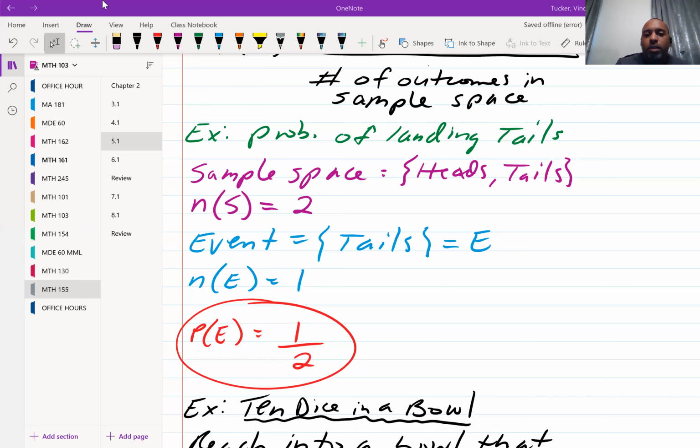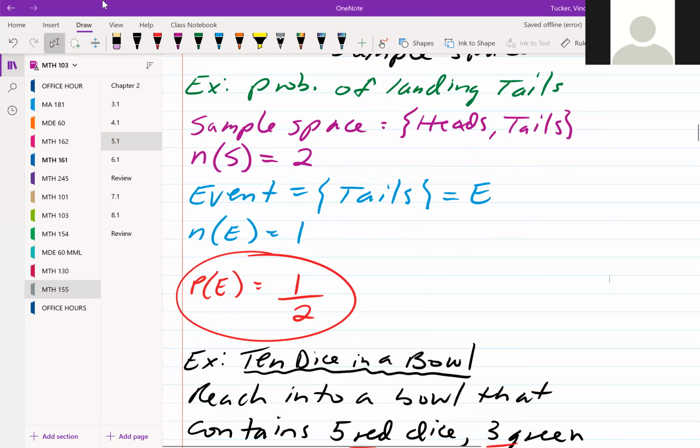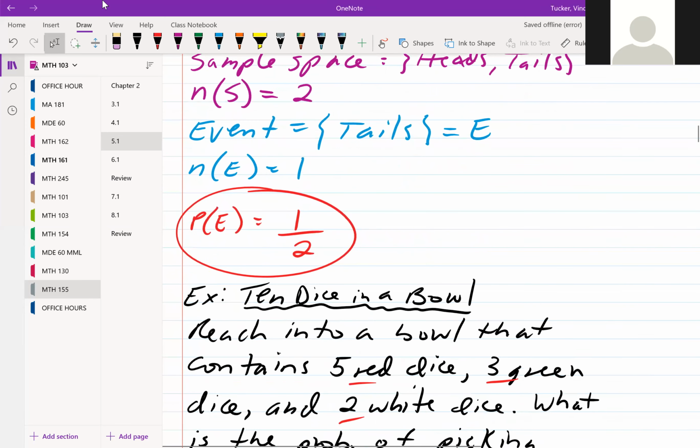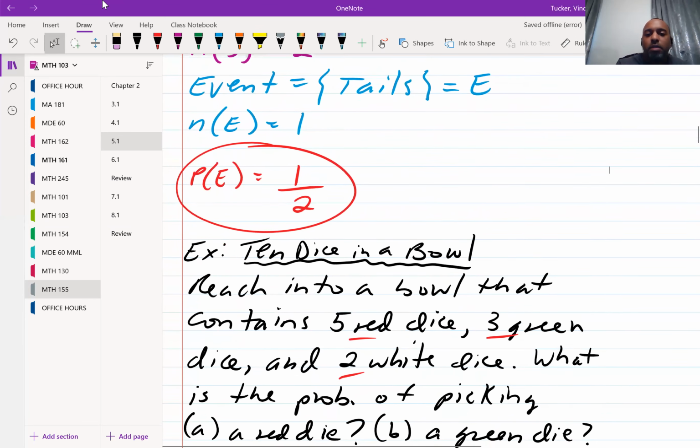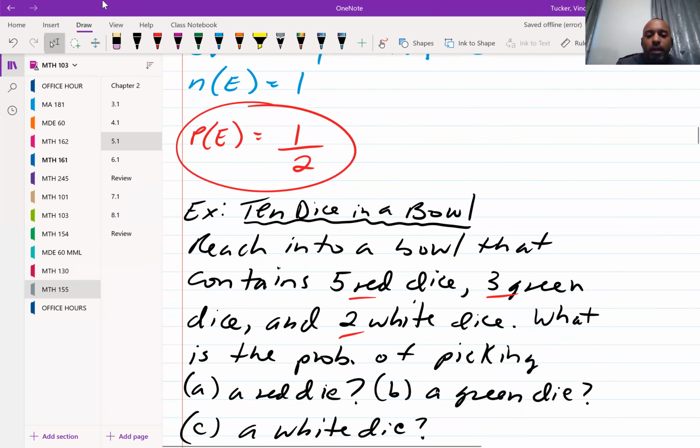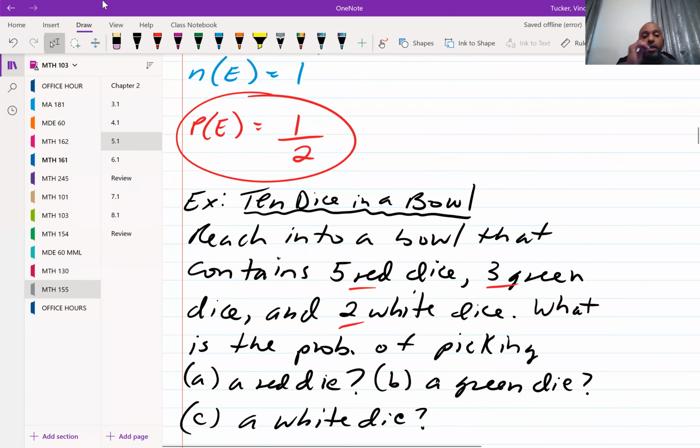All right, are we good with scrolling up some? Just let me know if I need to stop anywhere or see if I can get this whole question. Yeah, that's the whole question. All right, so next example, 10 dice in a bowl. We reach into a bowl that contains 5 red dice, 3 green dice, and 2 white dice. What is the probability of picking A, a red die, B, a green die, C, a white die?